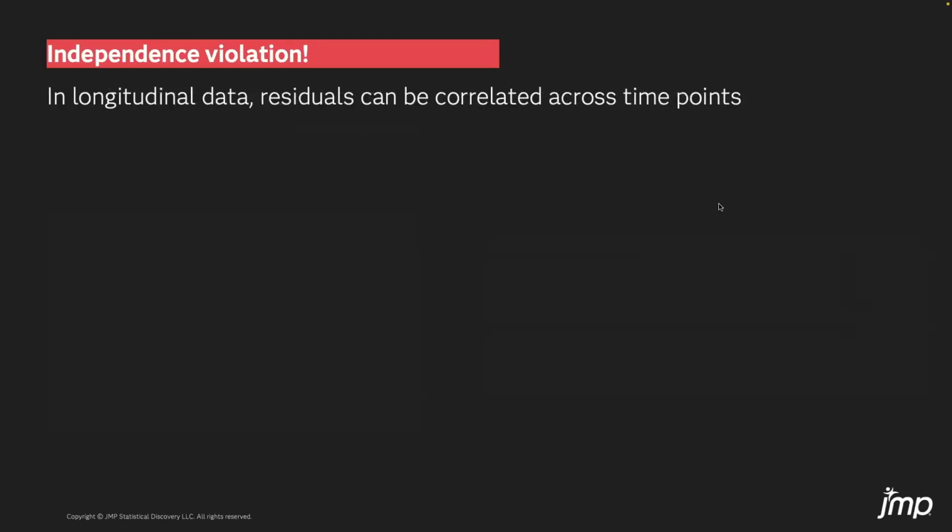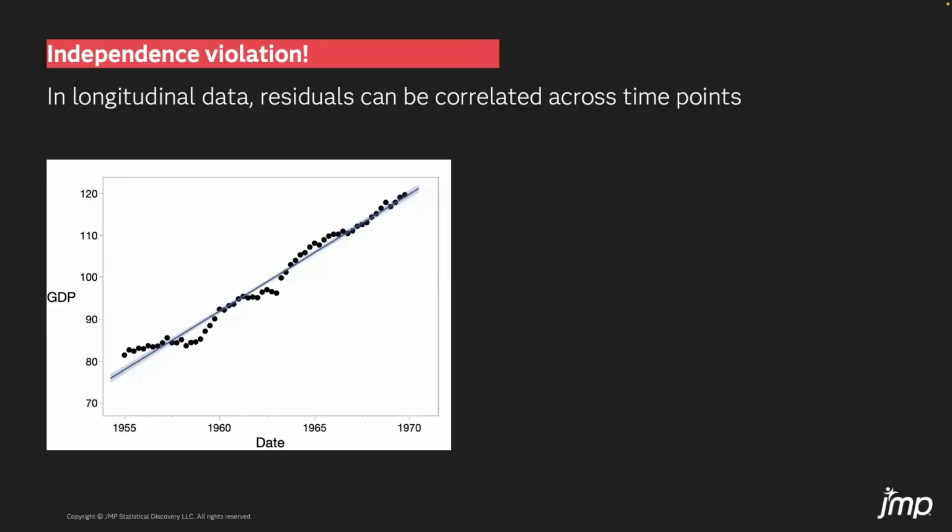But first, I want to highlight another primary mechanism for violating independence, and that's in longitudinal data. So data where you take measurements across multiple time points. So in longitudinal data, the residuals can actually be correlated across time. So take, for example, this simple regression where we've regressed United States GDP, gross domestic product, against date, just to get an idea of what the trend is in growth of GDP over time.